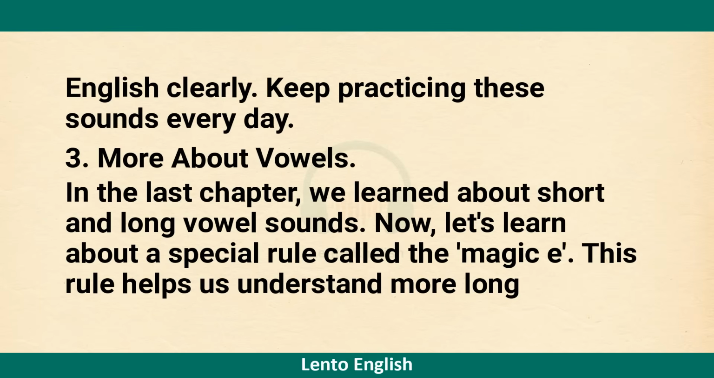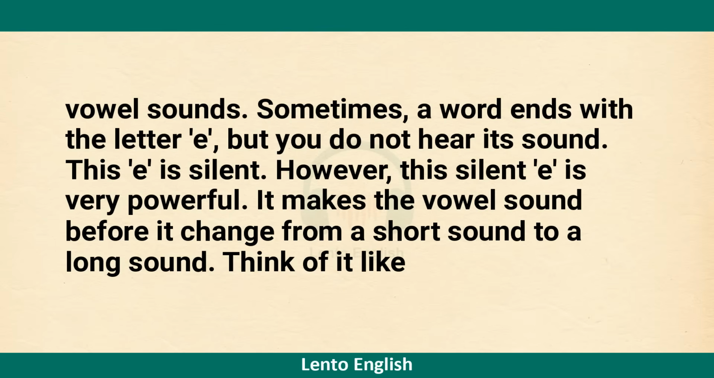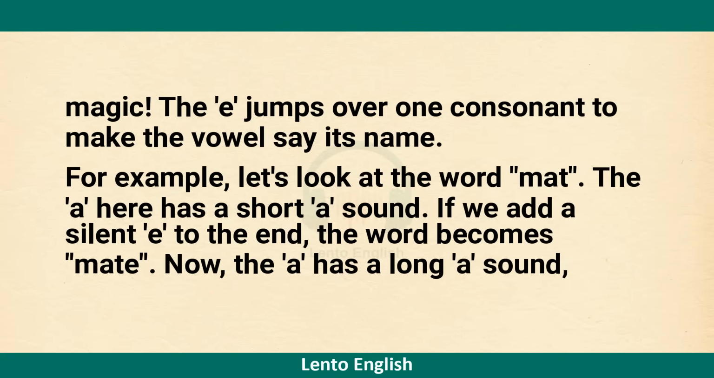3. More about vowels. In the last chapter, we learned about short and long vowel sounds. Now, let's learn about a special rule called the magic E. This rule helps us understand more long vowel sounds. Sometimes a word ends with the letter E, but you do not hear its sound. This E is silent. However, this silent E is very powerful. It makes the vowel sound before it change from a short sound to a long sound. Think of it like magic. The E jumps over one consonant to make the vowel say its name.